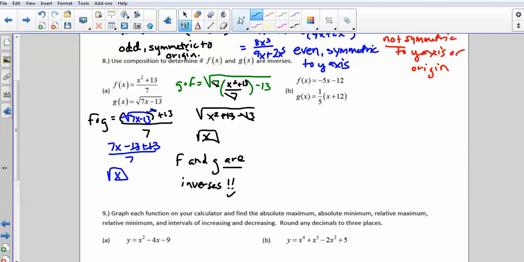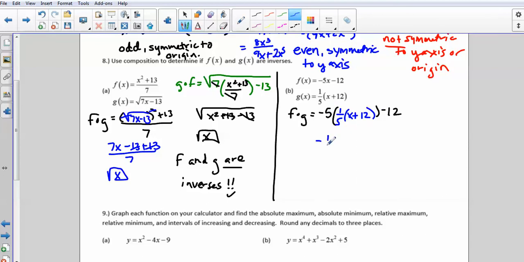Okay, we'll do the same thing over here. So I'm going to do f of g, and my outer function is f, so negative 5 times something minus 12. The something that goes inside is the g of x, 1/5 times the sum x plus 12. So negative 5 times 1/5 gives me negative 1. I still have the x plus 12 in parentheses and the minus 12.